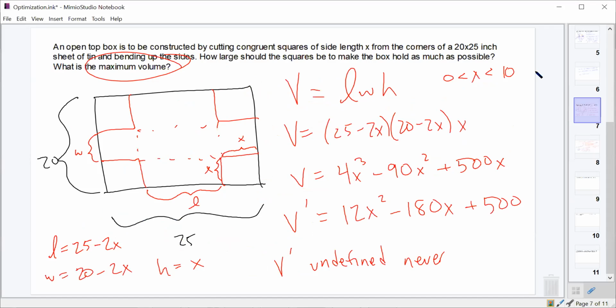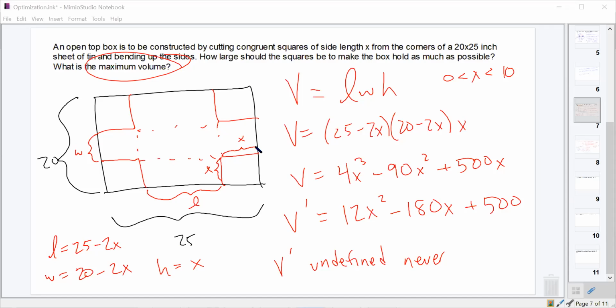Okay. Question on that, or you just want to look at it for a second? So I get for the volume formula, I got the 25 minus 2x times 20 minus 2x, but how did you get the times x at the end? So the x is the height of it. We're taking 4 little flaps and folding them up, and they're each x. Makes sense. All right. Cool.